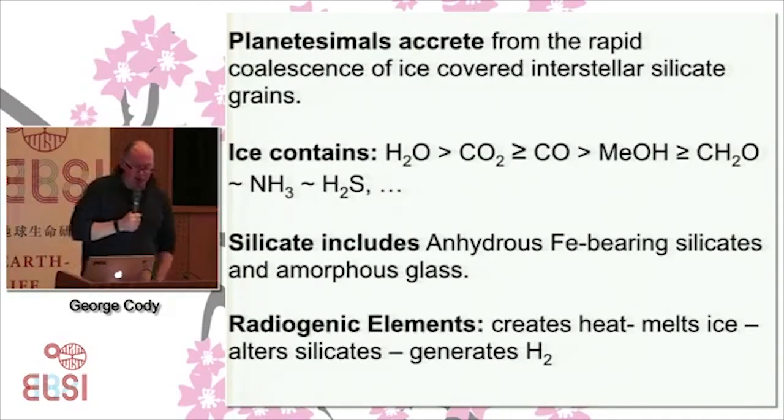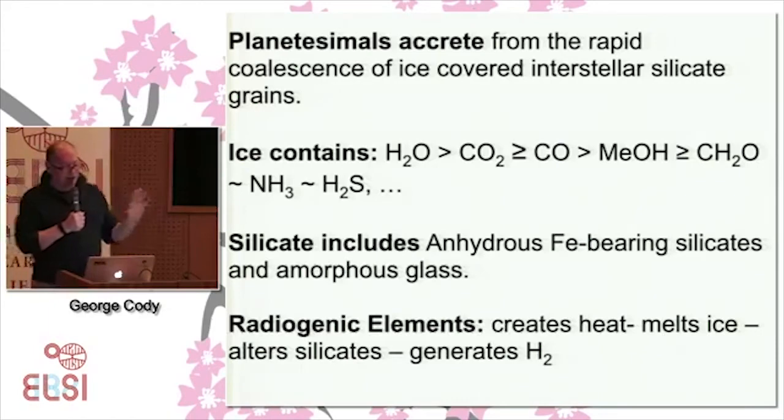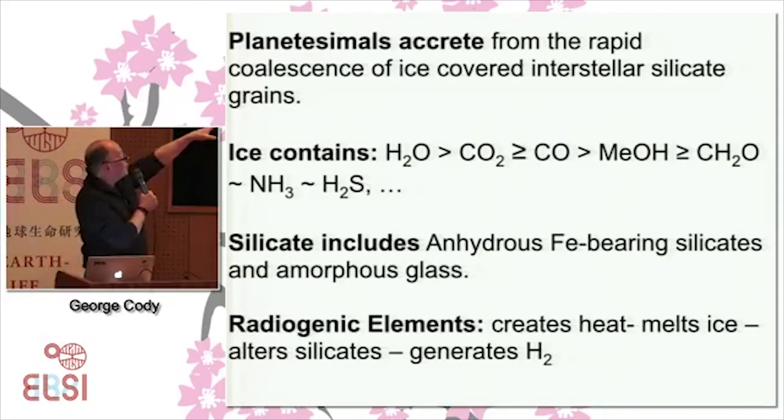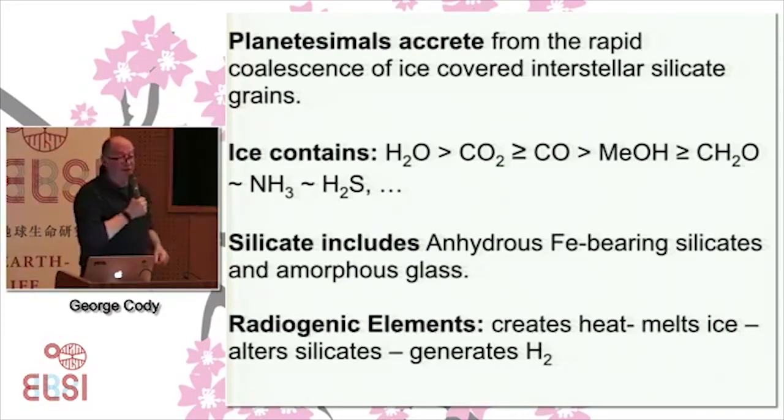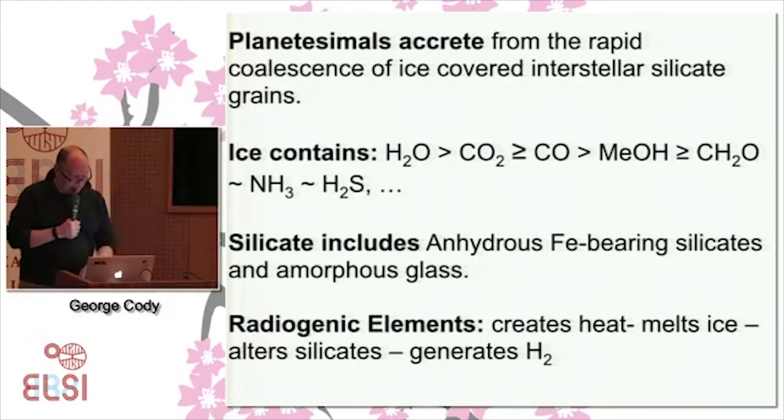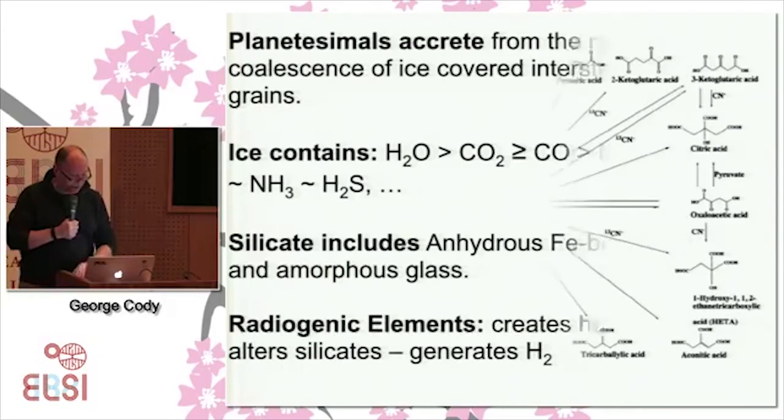So the key here is planetesimals accrete from rapid accretion of ice-covered interstellar silicate grains, and the ice is predominantly water, that's why we call it ice, but there's a fair amount of CO2, carbon monoxide, methanol, formaldehyde, my favorite molecule, ammonia, H2S, all about the same abundance. And then the silicates are anhydrous iron-bearing silicates and amorphous iron-bearing glasses. Radiogenic elements provide the heat, so in the core of a reasonably sized planetesimal, it will get warm enough to melt the ices and start to react the iron to generate hydrogen. So you have an environment that's capable of producing fuels, and it has the oxidants you might like.